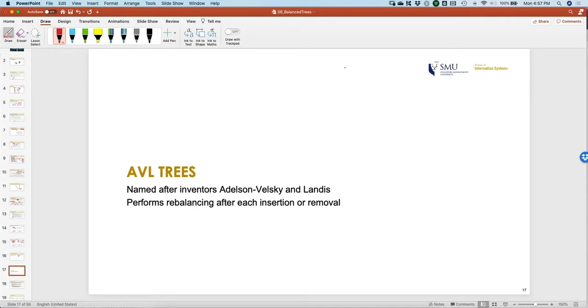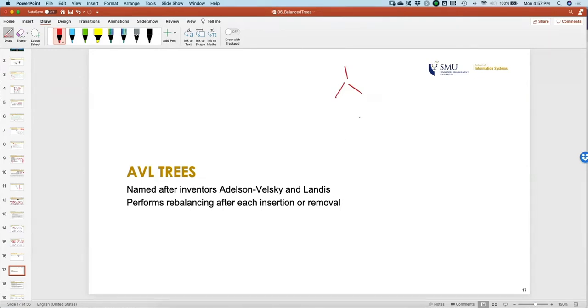So let's say I start with 1, right? So 1 is going to have 2 sentinels, right? Now, at this point of time, this is balanced because the left side has a height of 0, the right side has a height of 0. So same height, no imbalance, right?